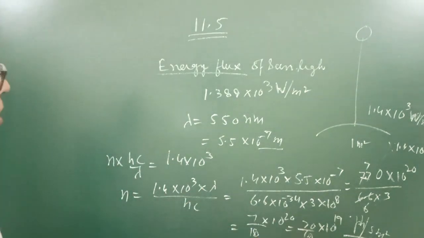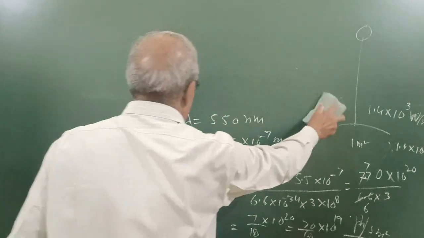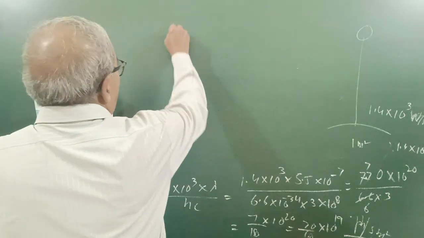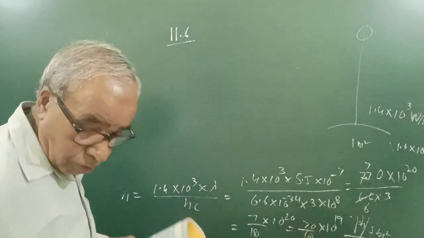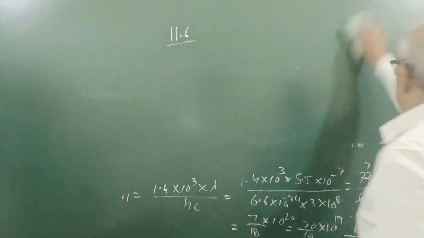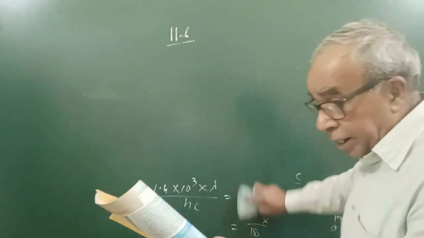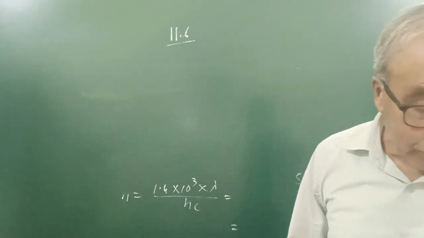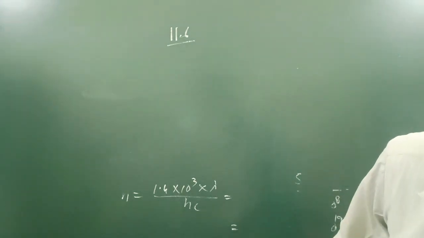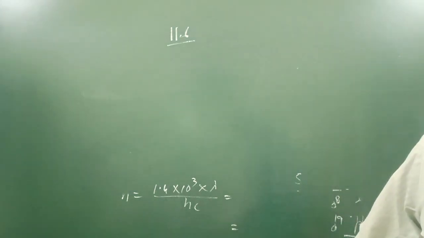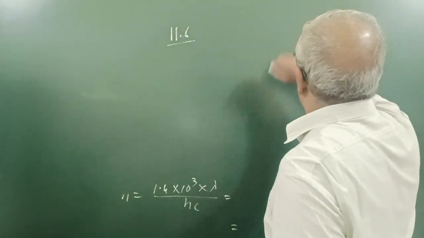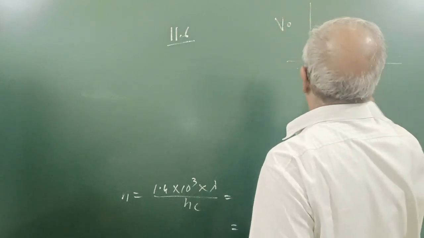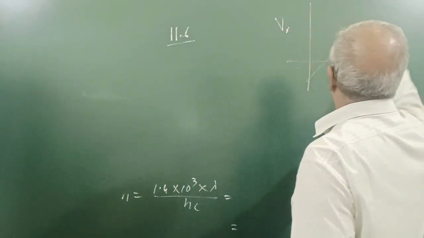Now, 11.6 has been asked many times in board exams. 11.6: in an experiment on photoelectric effect, the slope of cutoff voltage versus frequency of incident light is found to be 4.12 into 10 to the power minus 15. Slope of the cutoff voltage versus frequency graph, V0, comes like this.